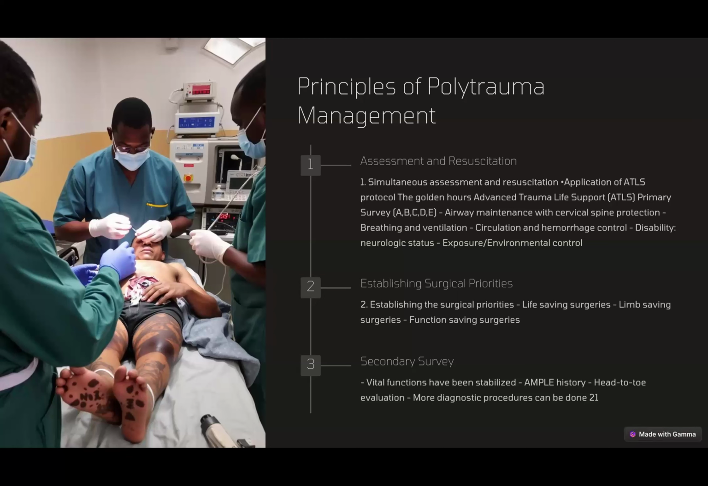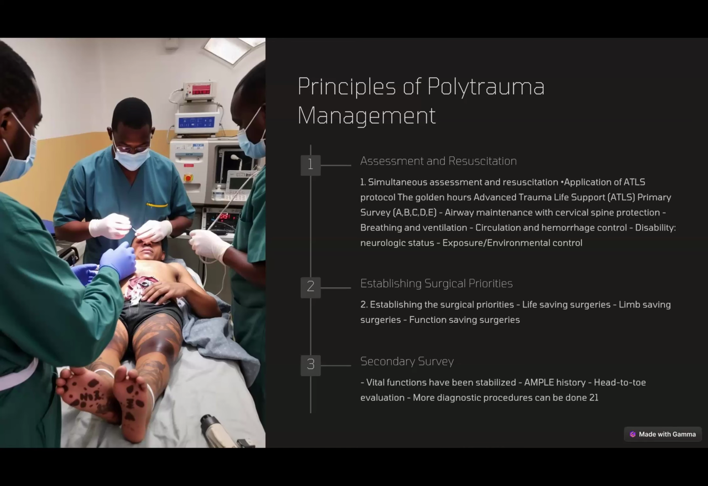So the next one is B, which stands for breathing. So you identify and treat any chest injuries, be it tension pneumothorax, hemothorax, flail chest. So you can give oxygenation, and such. Then the other letter is C, which stands for circulation. So here, you provide immediate hemodynamic support and hemostatic measures.